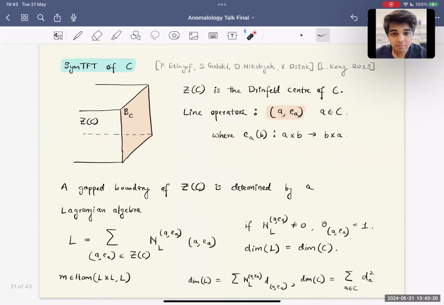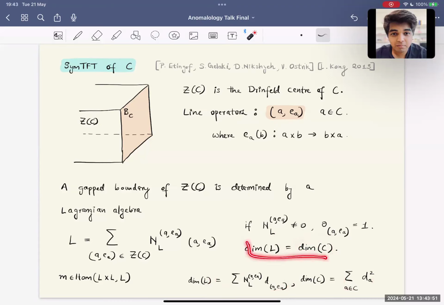Okay, again, a gapped boundary of a SymTFT has exactly the same description as we described in the S3 case. It is some line operator. Now I'm writing all lines in this A, EA fashion. And some line operator such that, again, it is Lagrangian, so it has this maximal size. But this maximal size is now defined according to these dimensions. Dimension of L is again the sum of quantum dimensions. Dimension of C is a sum of squares of quantum dimensions.